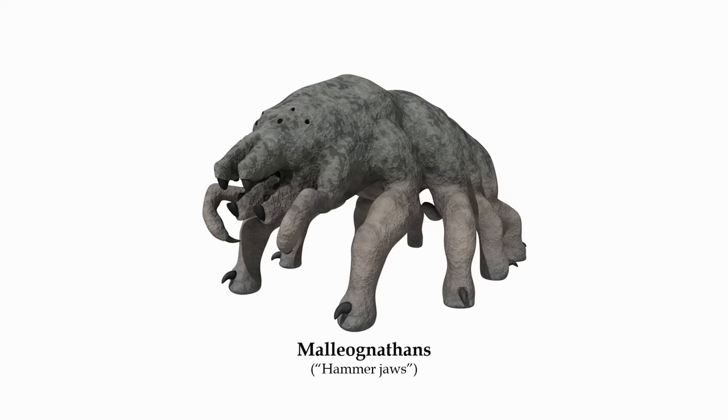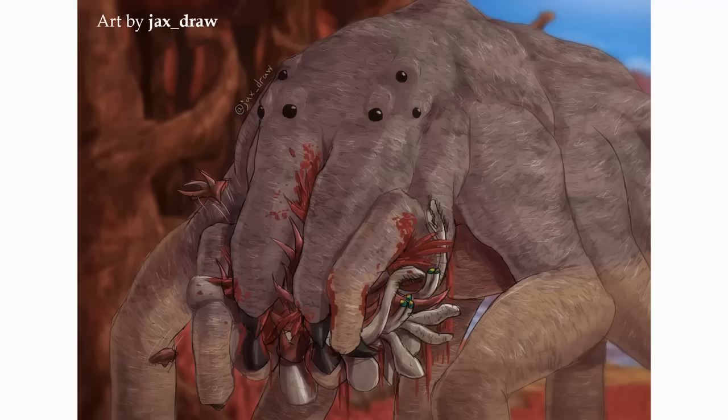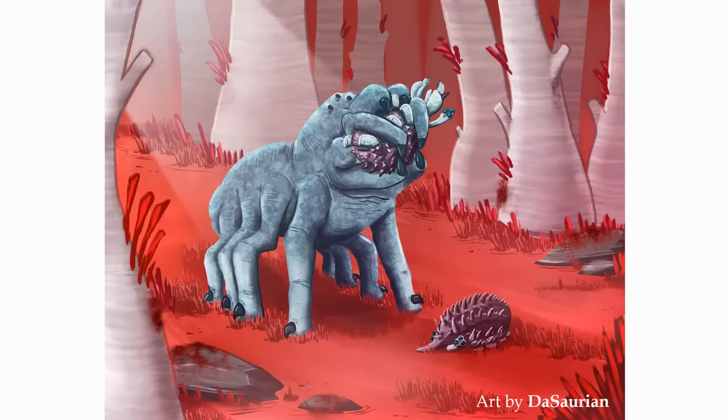The only predators who have a decent chance of getting through the echinostracans' defenses are the Malleognathans, who've specialized for durophagy by evolving some of the strongest bite forces of any osteopods to crack open bones and other inedible parts of carcasses. By adapting their jaws for breaking open the echinostracan shells, they'll have access to a food source that almost no other predator can compete for. But this feeding behavior won't be immune to exploitation.